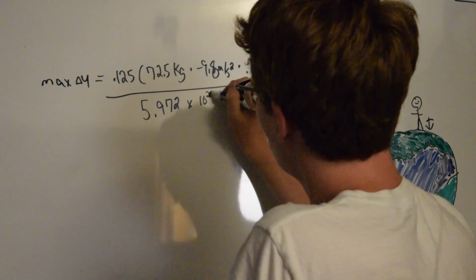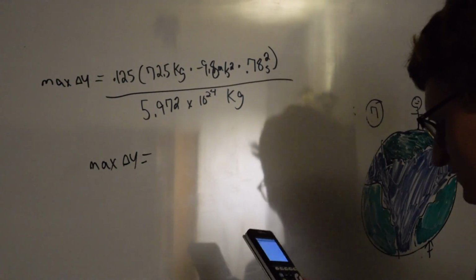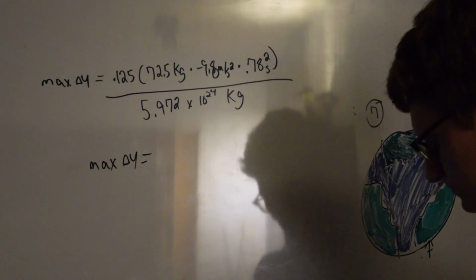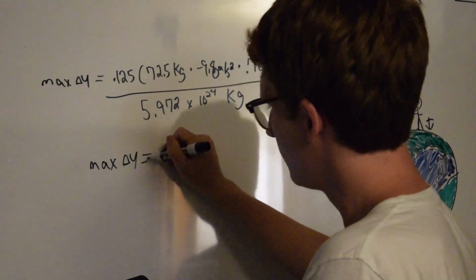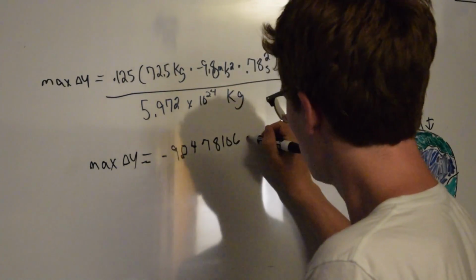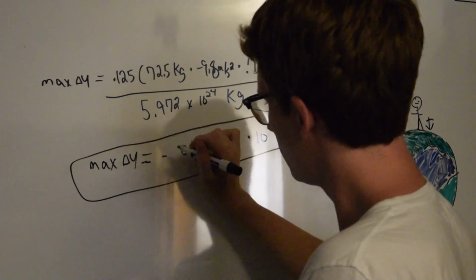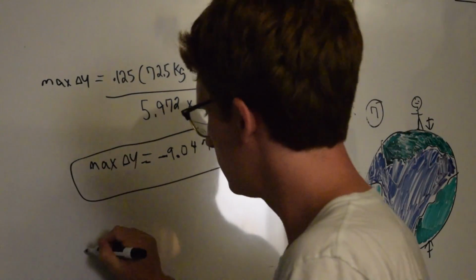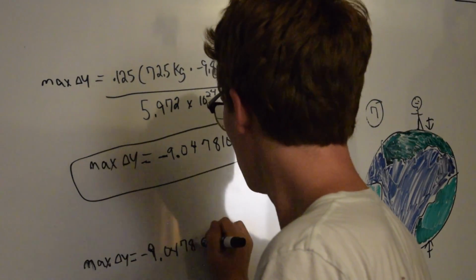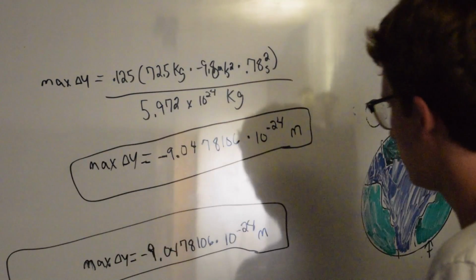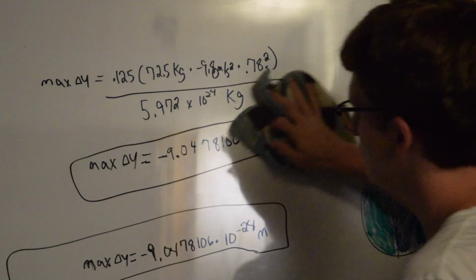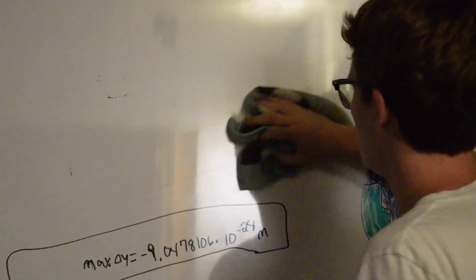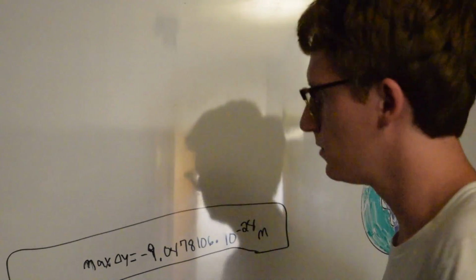So then actually writing this equation and putting in the correct numerical values, I can then calculate how far I move Earth when I jump, which is a very small number, negative 9.0478106 times 10 to the negative 24th meters, which is basically 0, which explains why when people jump you don't see or feel the Earth wobble. And that is the end of the video, and thank you.